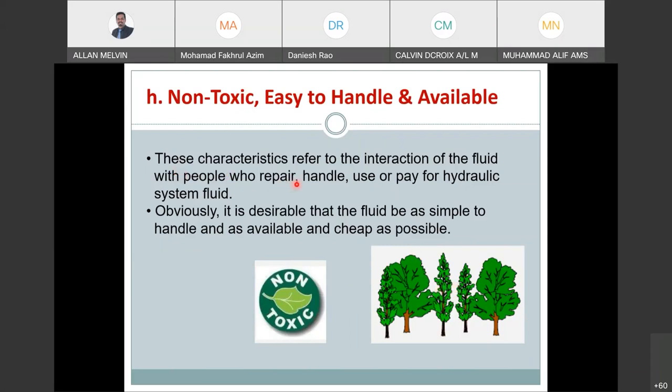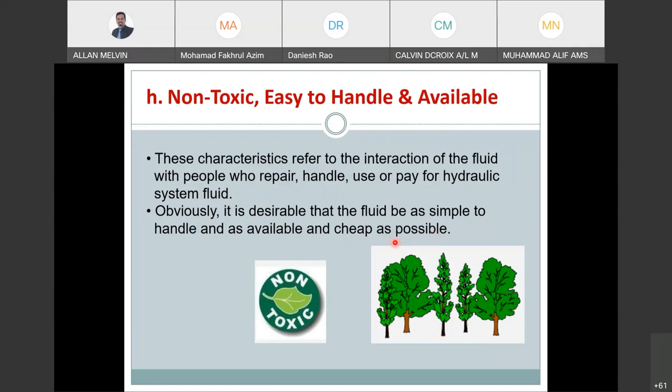Okay, so these characteristics refer to the interaction of the fluid with people who repair. Always imagine one of your family members is doing that. Let's say your father, your mother, they are the ones repairing, and you don't want them to have any injuries or damage. Obviously, it is desirable that the fluid be as simple to handle and as available and cheap as possible.